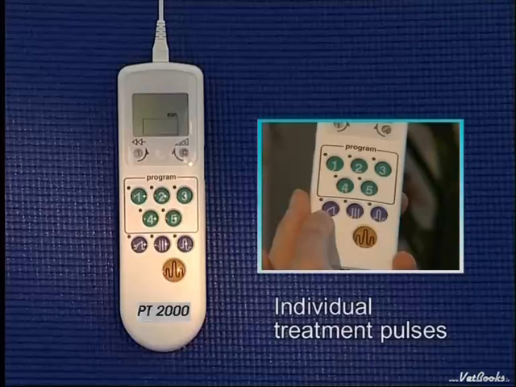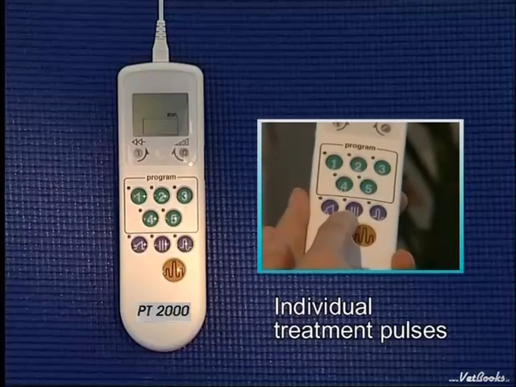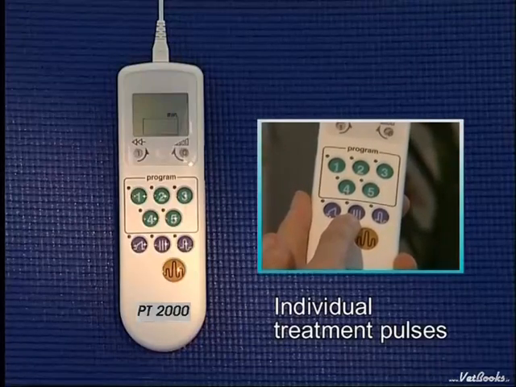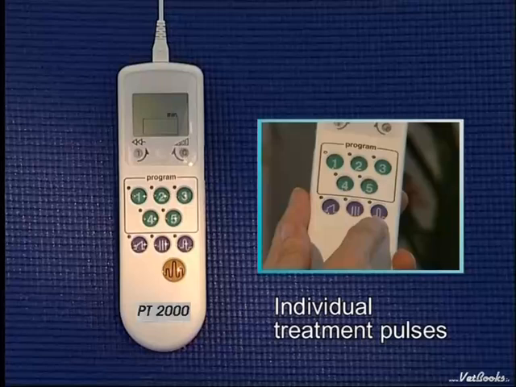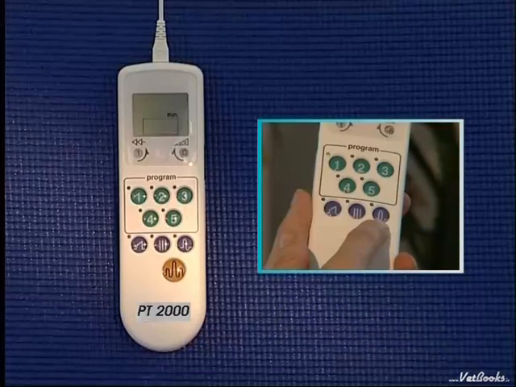Individual treatment pulses can be chosen with the blue buttons: kneading pulse, percussion pulse, vibration pulse. The kneading and percussion pulse are specially recommended for muscular stimulation, while the vibration pulse should generally be used for the initial treatments.